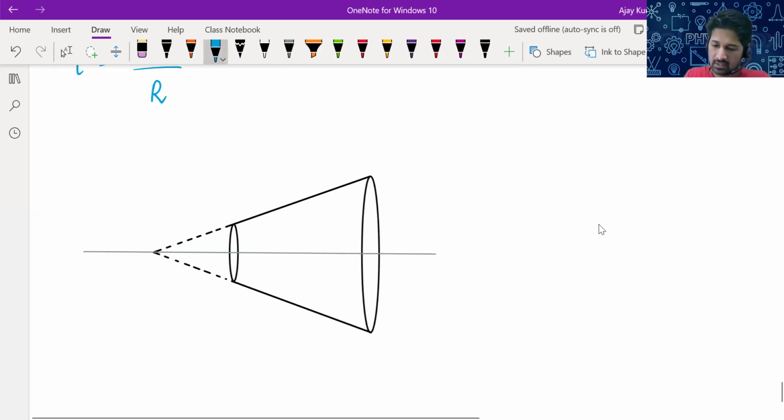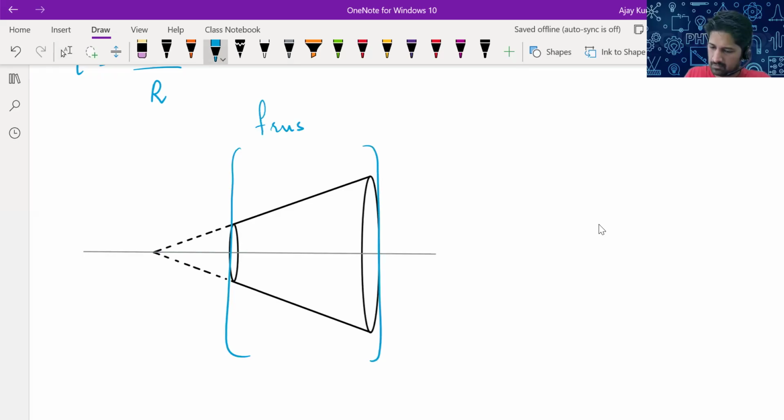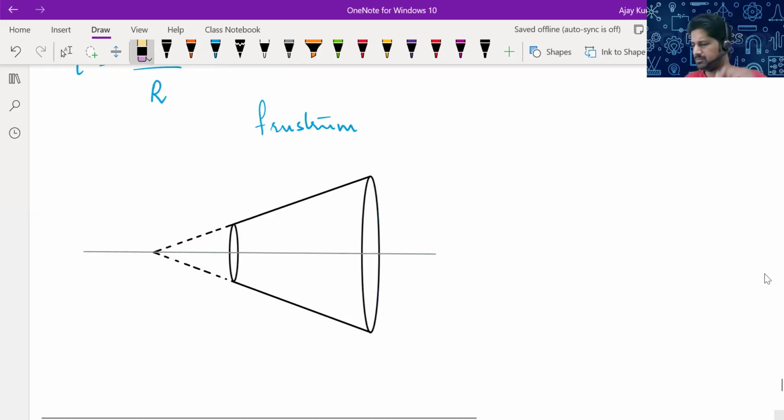Okay. This remaining part of the cone is called the frustum. Just remember this name. Those of you who study mathematics should be knowing this anyway. I think you have problems in geometry where you will be asked to find the volume of the frustum of the cone and such things.